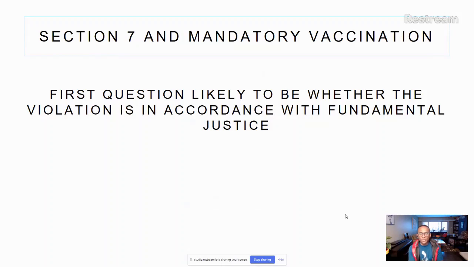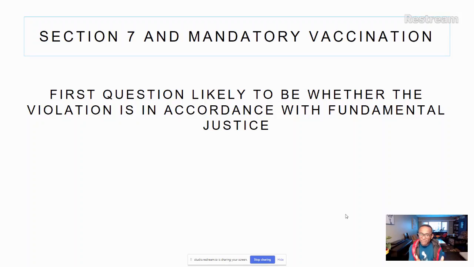The first question that I think will be contested in court will be whether the violation is in accordance with the principles of fundamental justice. So this is a big question. And I hope I've given you enough to get some sense of the kinds of considerations that will go into unpacking this when it goes to court. So the takeaway up to this point is your rights are not absolute.